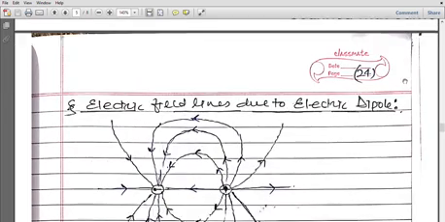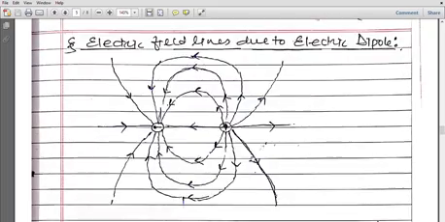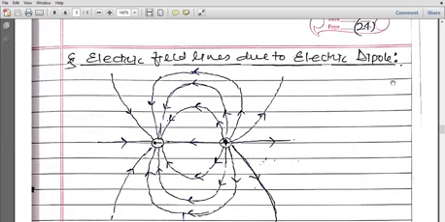Now let us recall the pattern of electric field lines due to an electric dipole. So this is the negative charge, this is the positive charge. Electric lines will originate from the positive charge, but they will bend and they will terminate at the negative charge. So this is the pattern of electric field lines due to an electric dipole. So this is all for today.